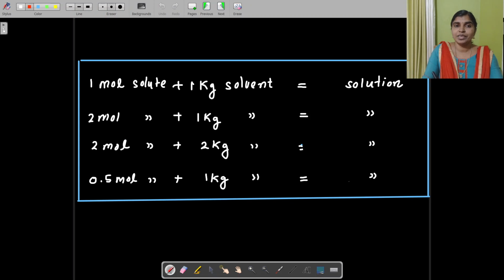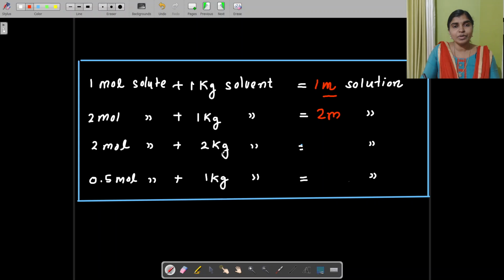So we have a table here. If 1 mole of solute is added to 1 kilogram of a solvent, what is the molality? That is a 1 molal solution. Here lowercase m is used to express the molality. If 2 moles are mixed with 1 kilogram, what is the number of moles in 1 kilogram? Yes, that is 2 moles. So what is the molality here? That is a 2 molal solution.